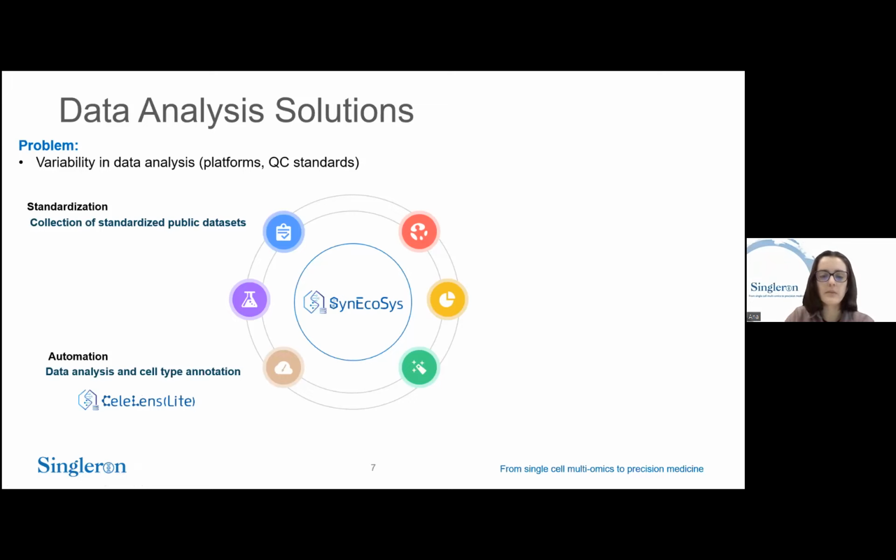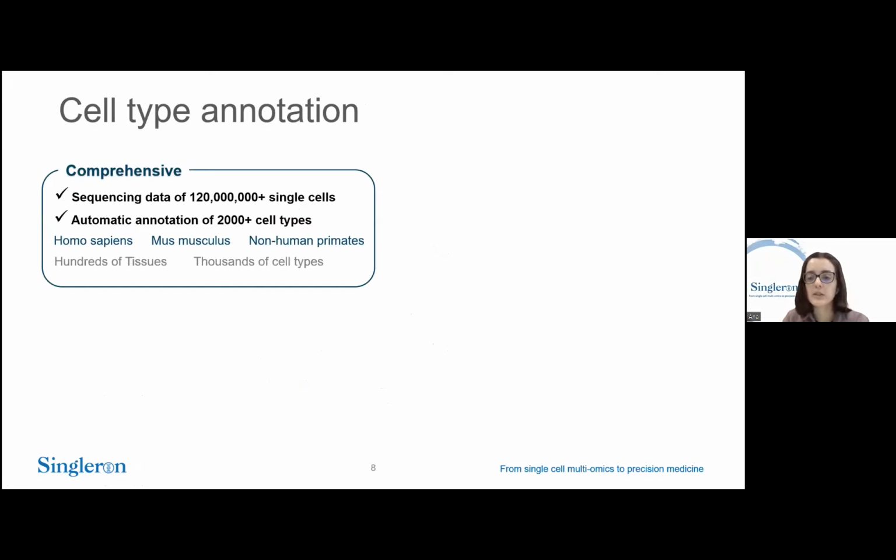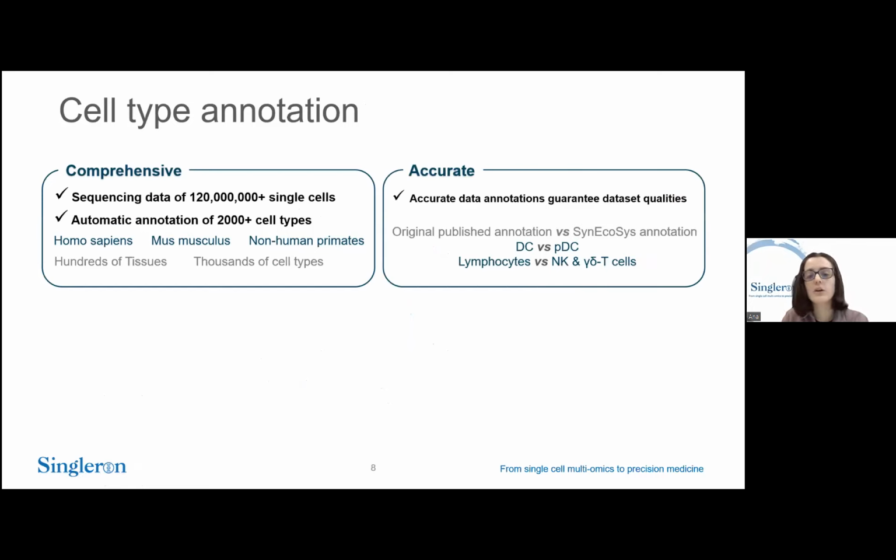Our cell type annotation is quite good because we have a lot of experience sequencing single cells, and we're able to automatically annotate over 2,000 cell types for human, mouse, and non-human primates. When you compare our cell type annotation with other methods, it is quite accurate, either matching one-to-one with the publication or being able to distinguish cell subtypes from cell types.